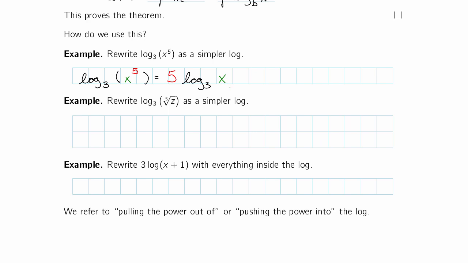We can also do this with roots. Remember, roots are just an alternate notation for fractional powers. If we have the log base 3 of the 5th root of z, well, the 5th root of z is just z to the 1/5. And if we have the log base 3 of z to the 1/5, well, that's going to be 1/5 times the log base 3 of z.